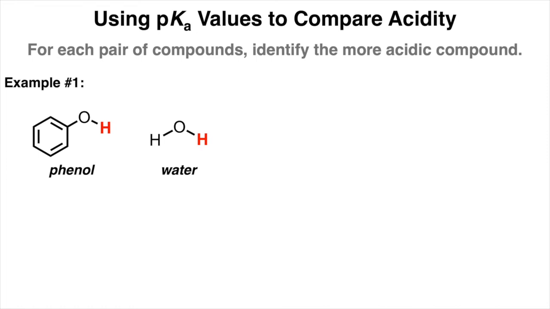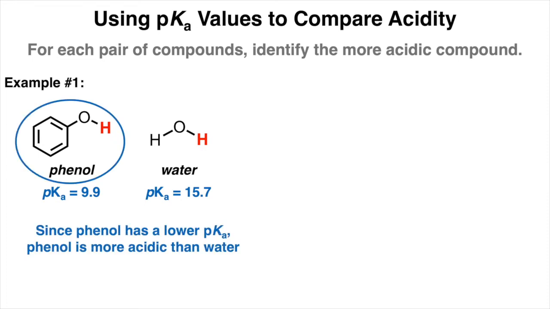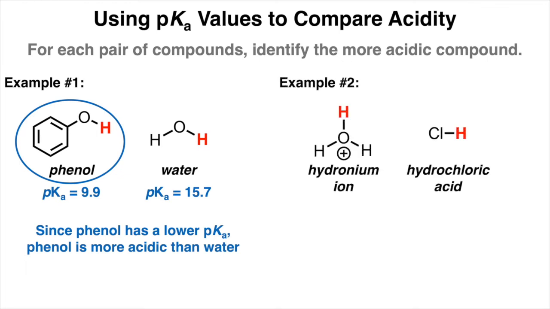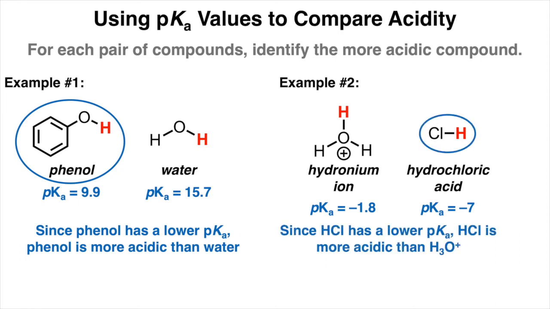In example 1, we're comparing phenol versus water. If we refer back to the pKa chart from the last slide, we'll find that phenol has a pKa of 9.9, while water has a pKa of 15.7. Since phenol has a lower pKa value, phenol is more acidic than water. In example 2, we're comparing hydronium ion versus hydrochloric acid. The hydronium ion has a pKa of -1.8, while HCl has a pKa of -7. So since HCl has a lower pKa value, HCl is more acidic than H3O+.